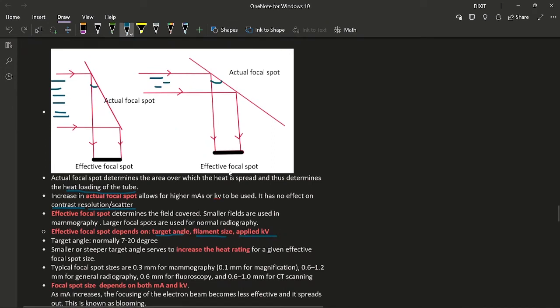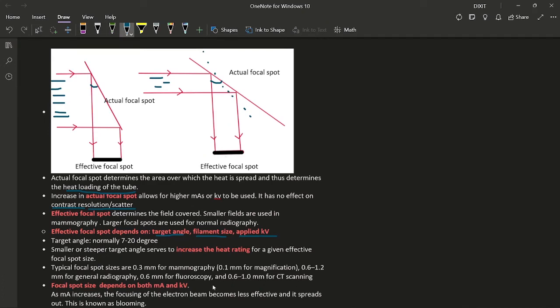So if you are just imagining this system itself, what happens is if you decrease the angle, or try to make the anode more perpendicular, the effective focal spot size will be reduced. Because of the angle there is a wider area, and that is giving a larger effective focal spot size. But the moment you make it a little bit perpendicular, only this area here would actually form the effective focal spot, and thus the size is reduced.